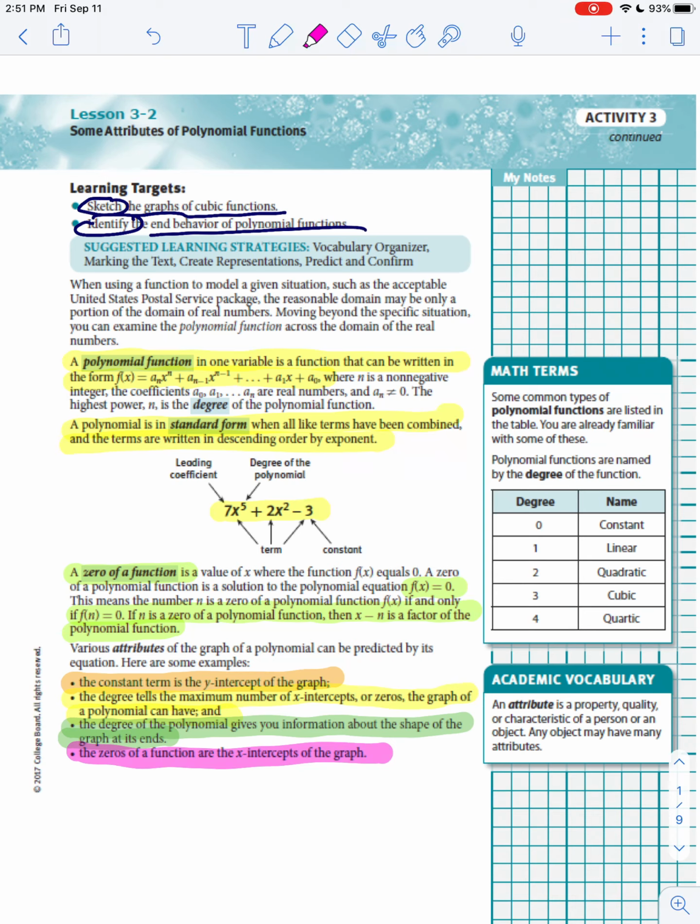Now, when we say attributes, just in case you didn't know, attributes mean a property or a quality or a characteristic of a person or an object. So that's what we mean by attributes.